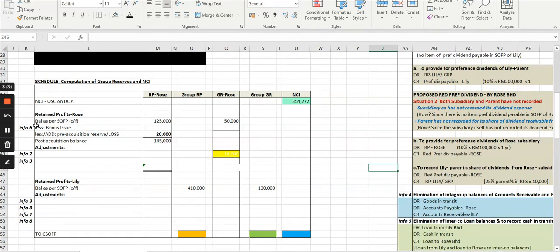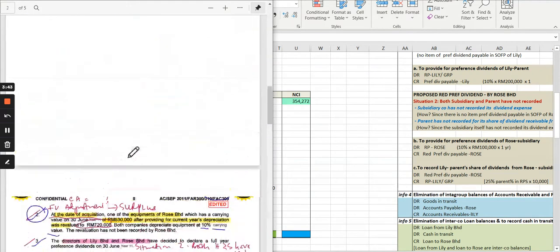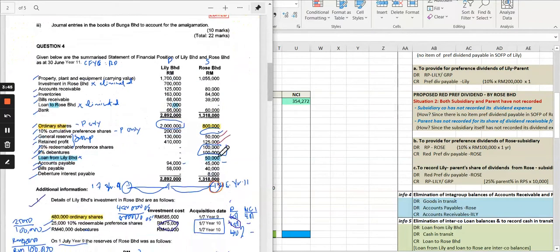The next one is I'm going to settle things accordingly. I'm going to do the retained profits of Rose. So I will first put the balance as per the given statement of financial position. This 125 comes from here, which is 125,000, the one as at the reporting date. This is the balance given in the question from the current financial year end. So you will include that here.